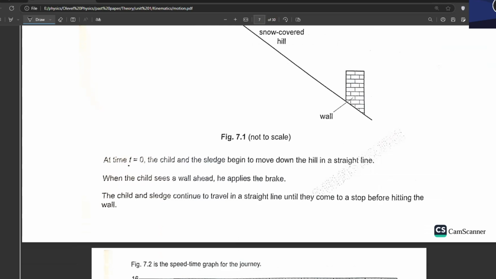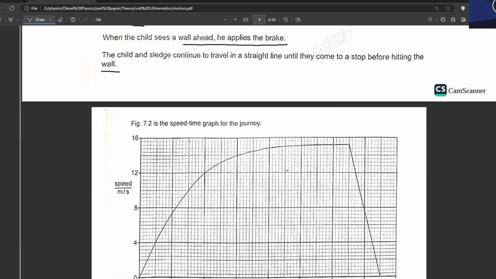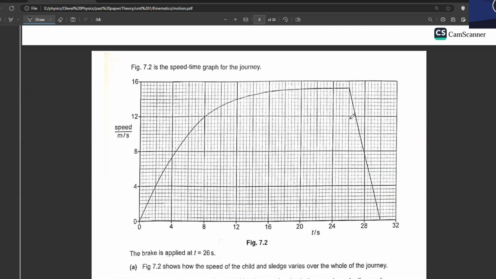At time t equals 0, the child and the sledge begin to move down the hill in a straight line. When the child sees a wall ahead, he applies the brake. The child and the sledge continue to travel in a straight line until they come to a stop before hitting the wall. This is the speed time graph for the journey.